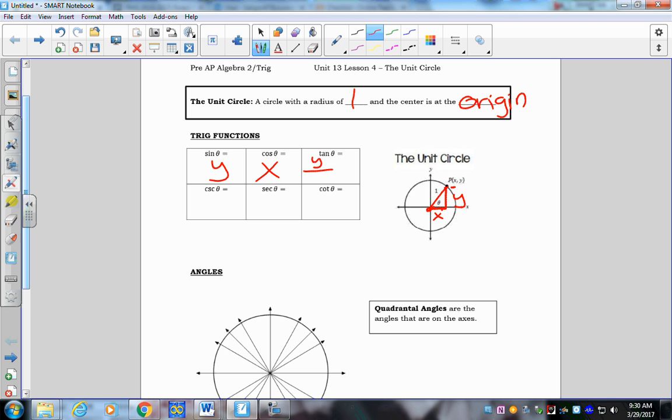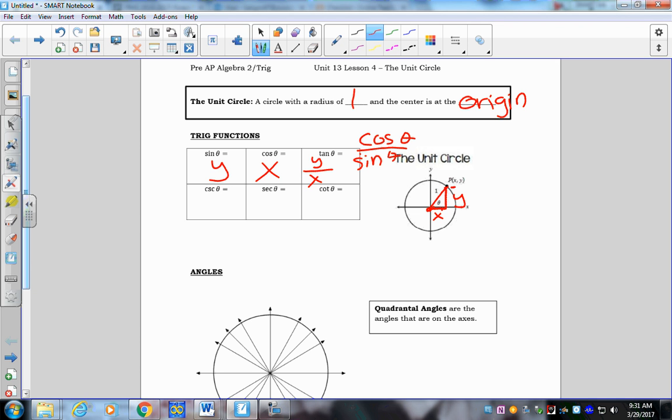Now take a look at your cosine and your sine. Something that we haven't really talked about yet, but we will need to know moving forward. Tangent really is just sine divided by cosine. Okay, and we're using this throughout trigonometry. So in that case, it's y over x. We're going to keep that in mind.